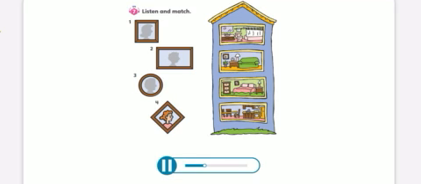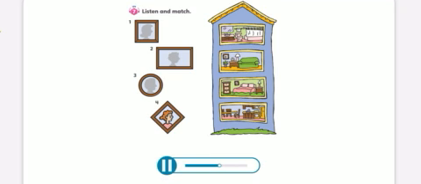Number 2. Where's your brother? He's in the bathroom. Okay, number 2. Where's your brother? He's in the bathroom. Match number 2 with picture number 1, which is room number 1, the bathroom.